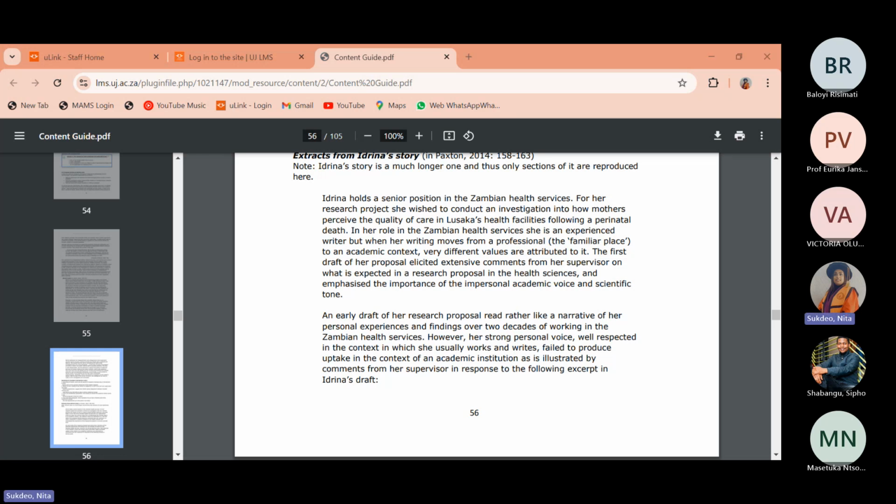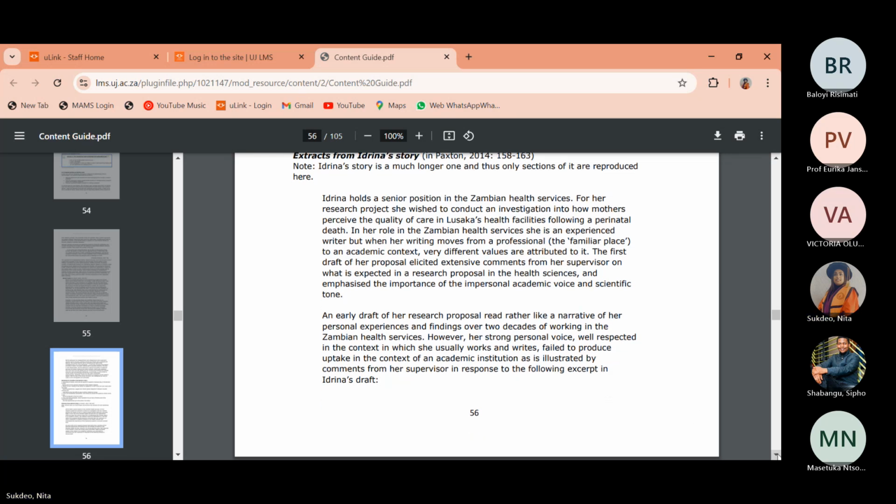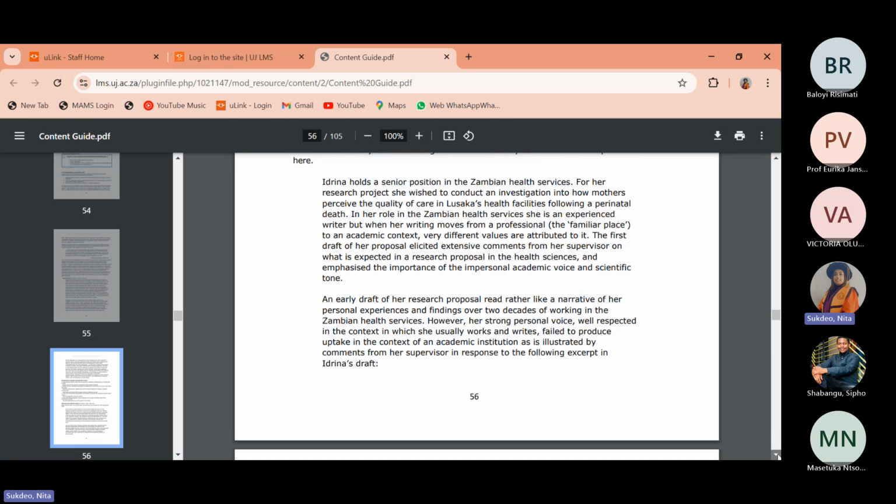Thank you. Moving on, there's a second story, a second example. This is in Edrina's story, also written by Paxton. It is a much longer one, and thus only sections of it are reproduced here. Edrina holds a senior position in Zambian health services. For her research project, she wished to investigate how mothers perceive the quality of care in Lusaka's health facilities following a perinatal death.